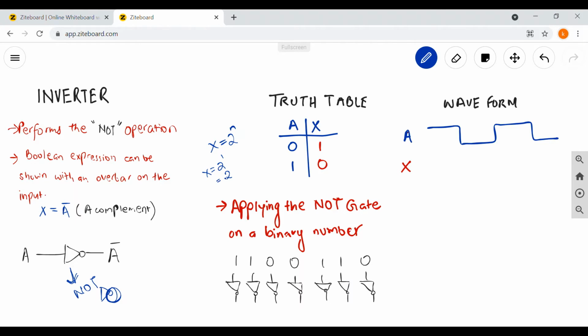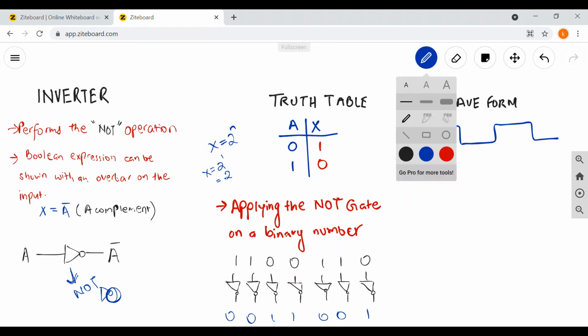Now if you want to apply a NOT gate onto a binary number, here's an example of how you can solve it. We have the binary number 11001110. We're just going to apply the NOT gate onto each and every input. So we have 1, which is going to turn into a 0. The 1 is also going to turn into a 0. The 0 is going to turn into 1, 1, 0, 0, 1.